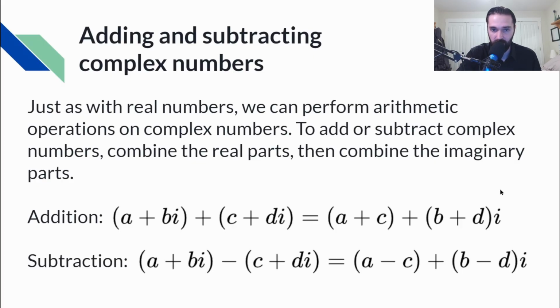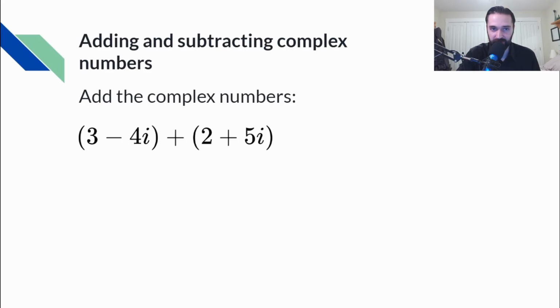Okay, that's addition. And subtraction, we do the same thing, but we just make sure we're careful with how we distribute this minus sign to each piece. We group together the real parts, that's A minus C, and group together the imaginary parts, that's B minus D. So that's subtraction. Let's try this out on a concrete example.